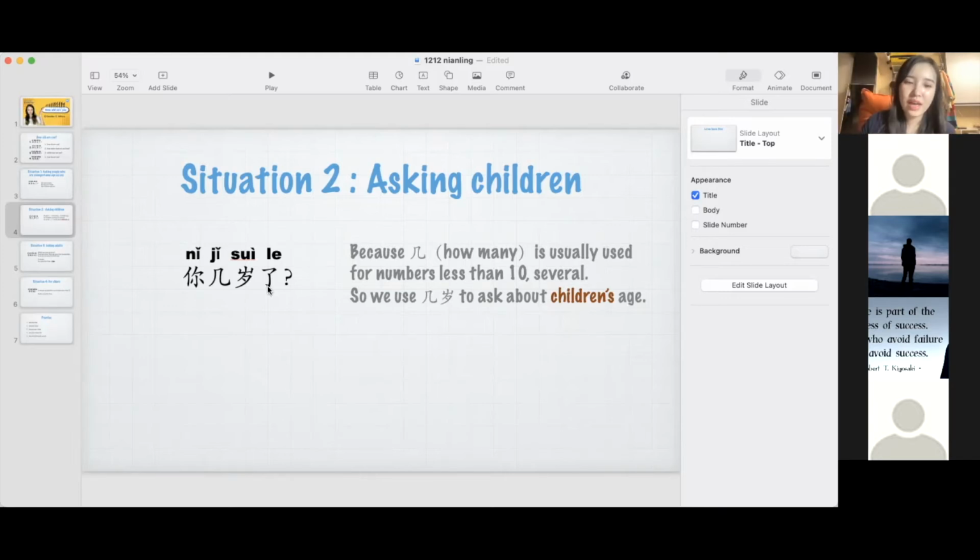So when you ask people 你几岁了? It's usually when you're talking to young children, because they're really young, not even teenagers. So we use 几岁 to ask about children's age pretty often. 你几岁了? Again, just because 几 here, how many, is used for numbers less than 10.